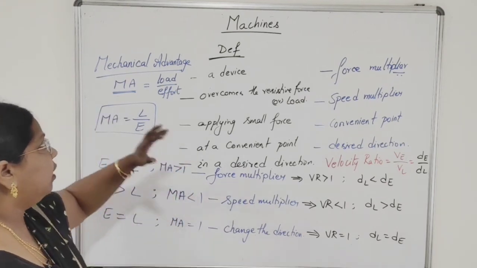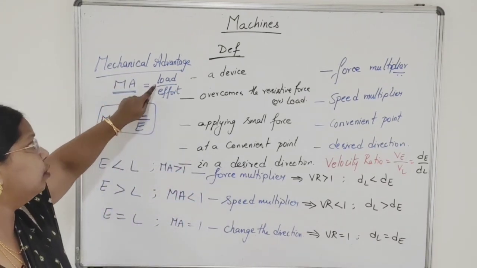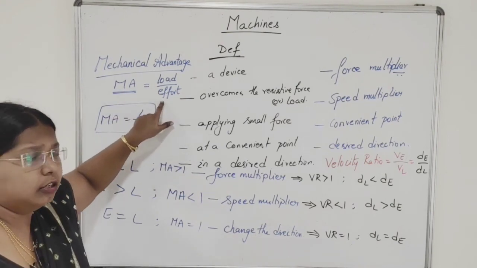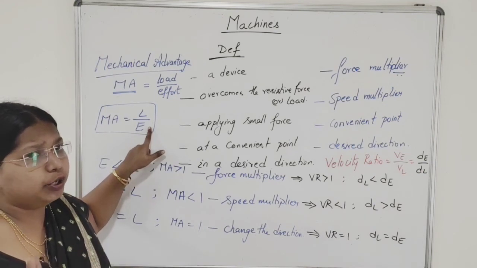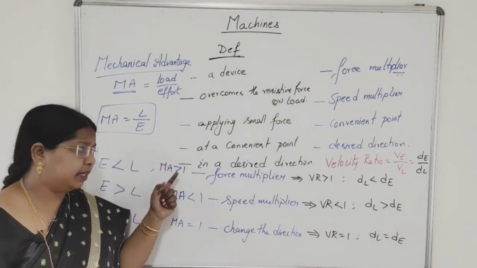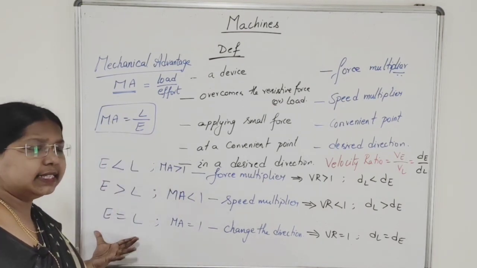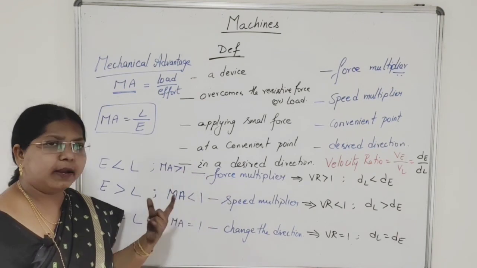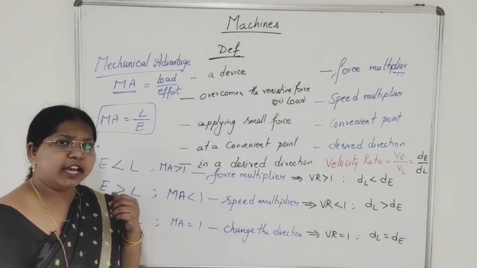Okay. Right. So what is mechanical advantage? It is the ratio of load and effort, L by E, a ratio of similar quantities. So there will be no units for mechanical advantage. Mechanical advantage might be greater than 1 depending on the load and effort. You can see all the cases. Greater than 1, force multiplier. Less than 1, speed multiplier. Equal to 1, change in direction.